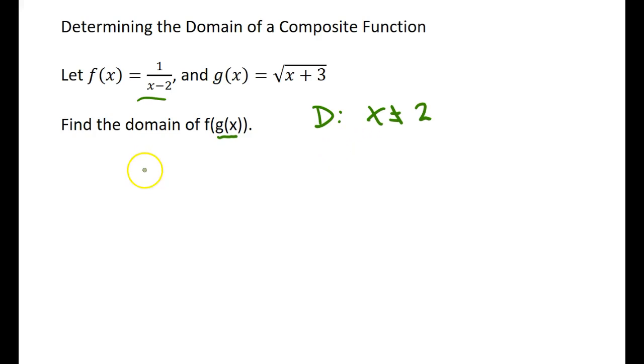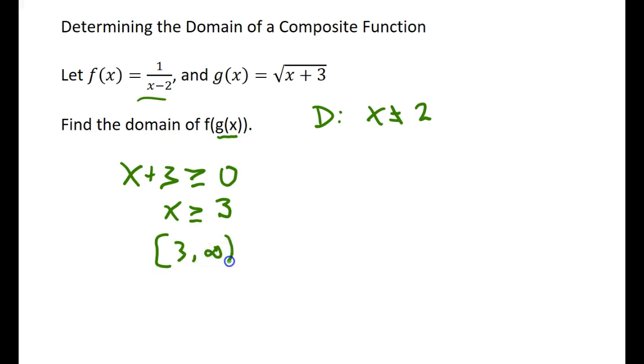Now, what's the domain for g? Well, the domain for g is x plus 3 must be greater than or equal to 0, which means x is greater than or equal to 3. So it is from 3 to infinity.